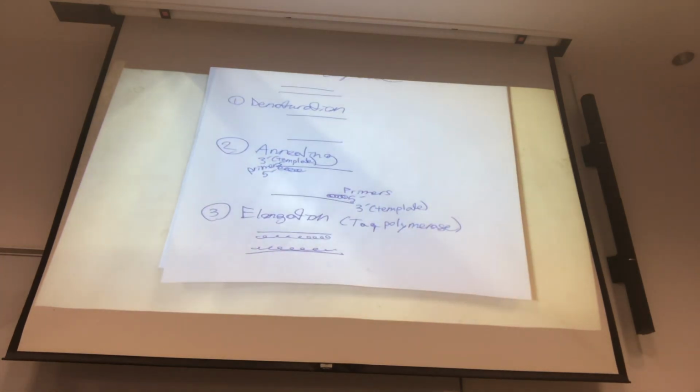So this is PCR. These are the 3 steps of PCR. Denature, to separate. Anneal, to attach the primers. Elongate, which means replicate your DNA. And this all occurs at relatively high temperatures. Okay? So that's PCR.